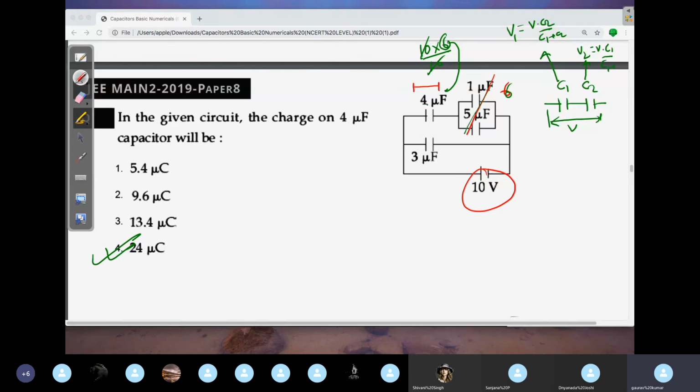So these two are in series, like parallel. So 6 is there and 4 is there. You have to divide. How much voltage you will have here? 10 into 6 by this. So you will get 6. Voltage 6. Then what is charge? QB. Question is over.